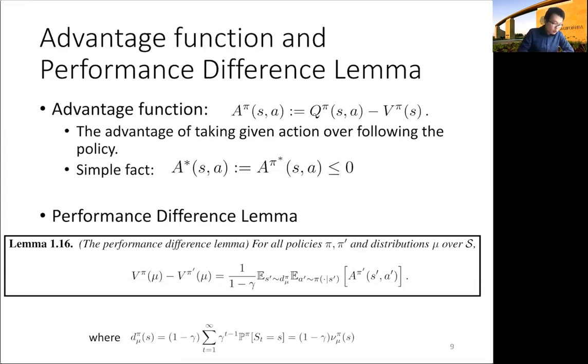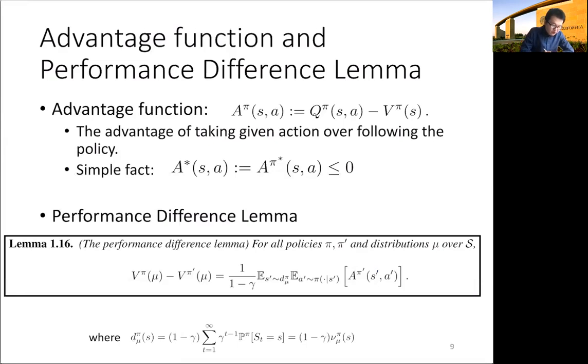Okay, so why do we need this advantage function? The nice thing about it is that it clearly describes the performance difference between two policies. Let's say that you have policy pi and policy pi prime. Under the initial state distribution mu, we have this identity that characterizes the difference in the performance of these two policies. So what does it say?